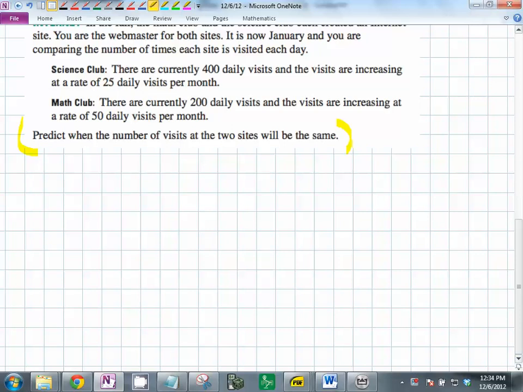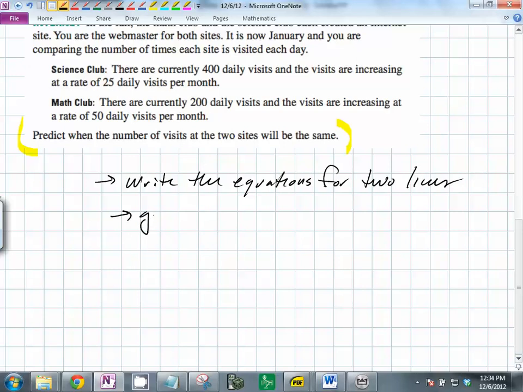So our goal is to write the equations for two lines, and then plot them. So for two lines, graph them, and then find where they intersect. Okay, so what's our first step? Write the equations for the two lines.